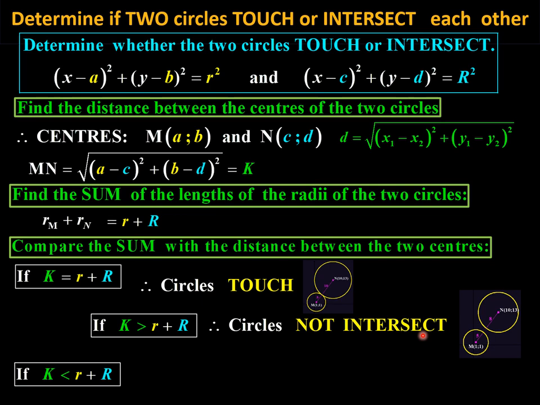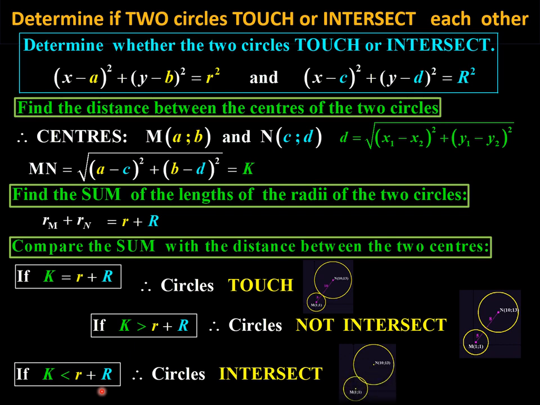And then we have the last option, when the distance between the two centers is less than the sum. In this case, the circles intersect or cut each other. If we look at it diagrammatically, we can see the distance is less than the sum. Therefore, the two circles will intersect each other. And you need to be able to distinguish between these three.